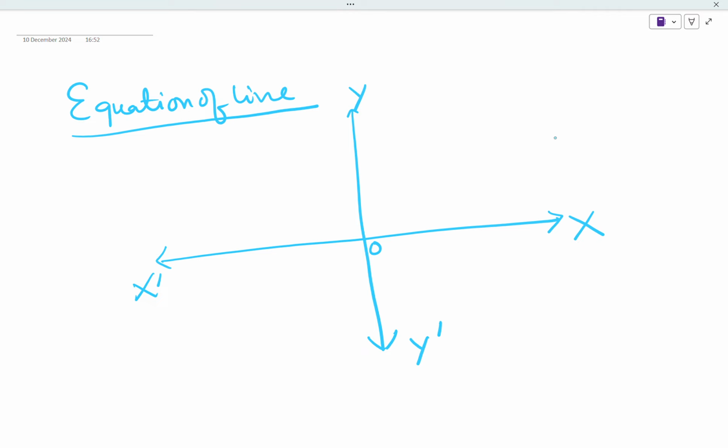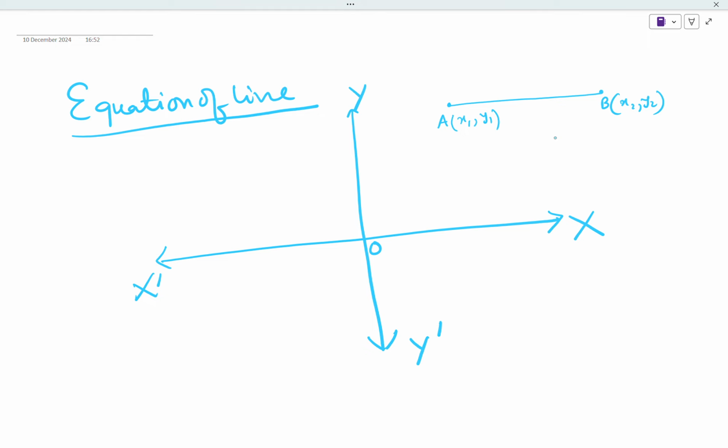Before getting into the equation of a line, you should first understand how a line is formed. A line is formed by 2 points. When 2 points meet together, then there's a line forming. So let us consider that there is a line AB, with A having coordinates x1, y1 and B having coordinates x2, y2. What we need to do is find the equation of this line.